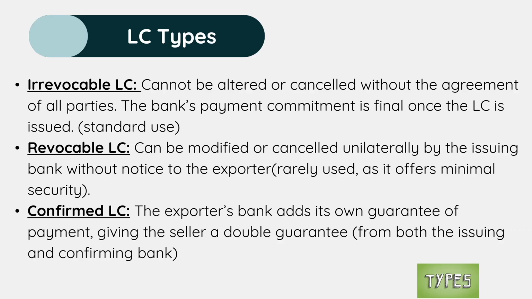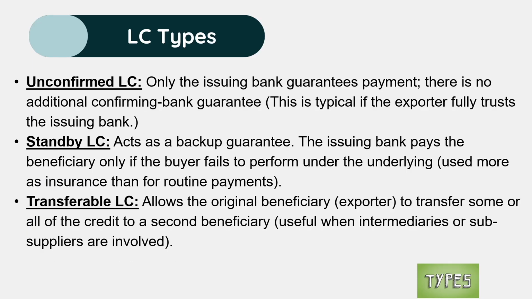The other is the confirmed letter of credit. What is this? The exporter's bank adds its own guarantee of payment, giving the seller a double guarantee. So the exporter's bank adds its own guarantee, and the seller has double assurance, as both banks are guaranteeing the payment. So it is a much safer type of LC. Let us see what is next.